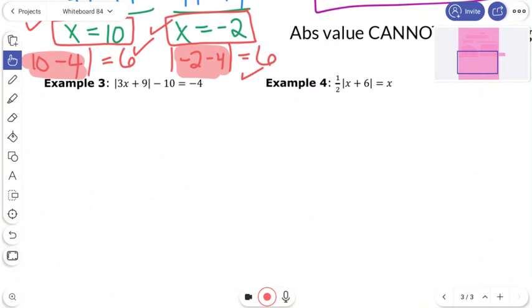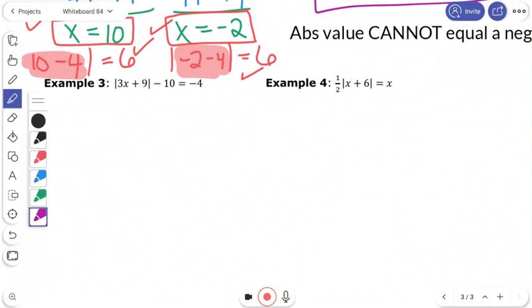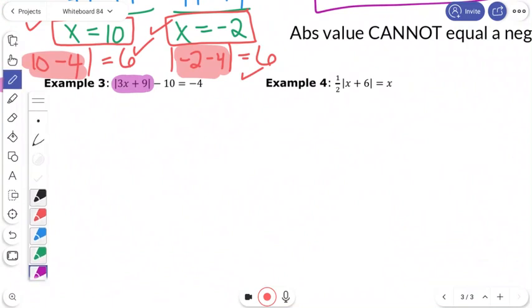It says the absolute value of 3x plus 9 minus 10 equals negative 4. So I look at example 3 and I want to isolate my absolute value expression. So here it is right here. What's next to it on the same side of my equal sign that we need to get rid of? Okay, I've got to get rid of my minus 10. So that's what I've got to do first, right?